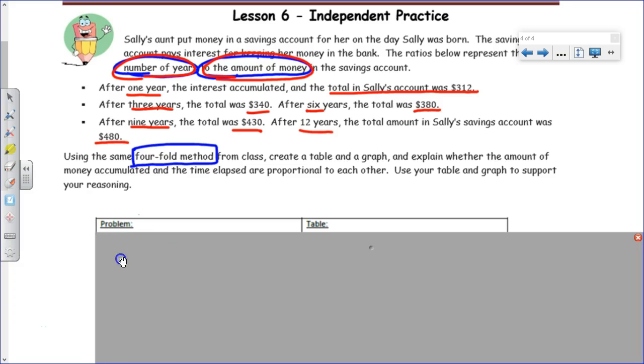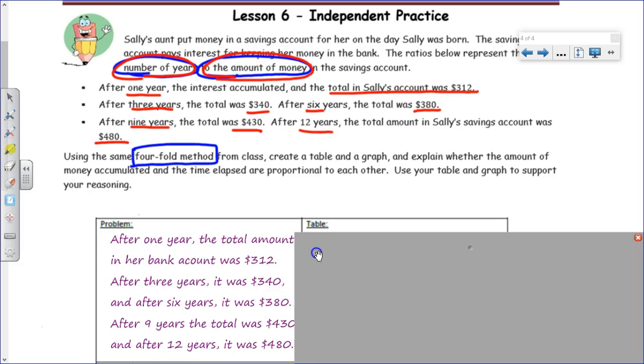All right, here's the problem in our own words. After 1 year, the total was 312. After 3 years, 340. 6 years, $380. After 9 years, $430. And after 12 years, $480. So I already typed that out. You can pause it. If you like putting it in your own words, go for it. But this is kind of a paraphrase of that if you'd like to copy it down when you pause it.